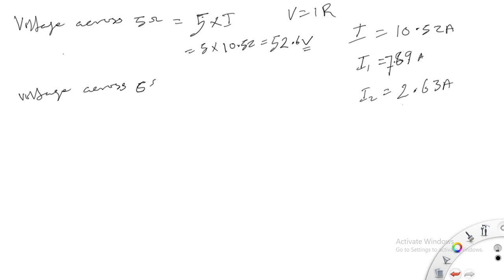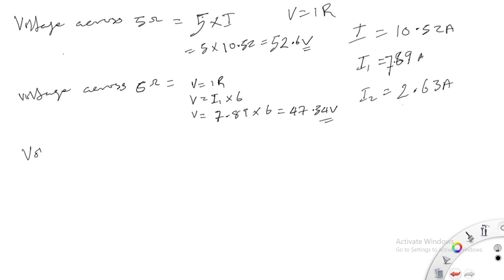So voltage now across 6 ohms is equal to what? V equals IR. The current going across 6 ohms is I1, so it will be I1 times 6. V is equal to 7.89 times 6, which is equal to 47.34 volts. That is that.